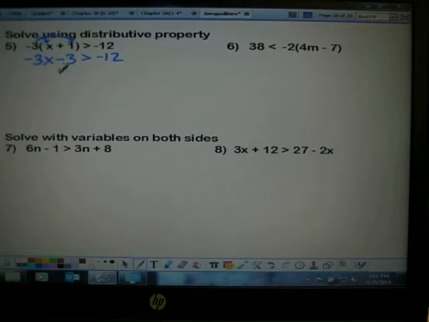Get rid of your addition and subtraction next. So negative 3x is greater than negative 9. Divide both sides by negative 3. And x is, switch that sign around, less than a positive 3.